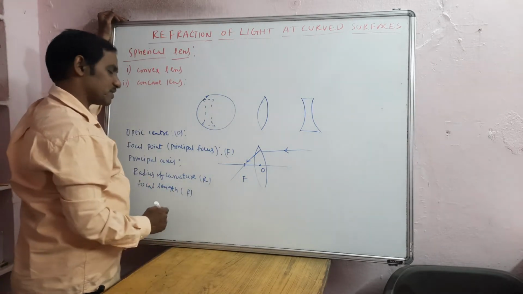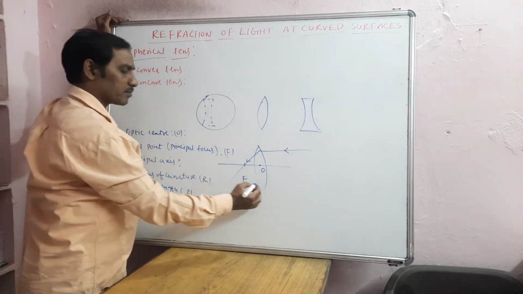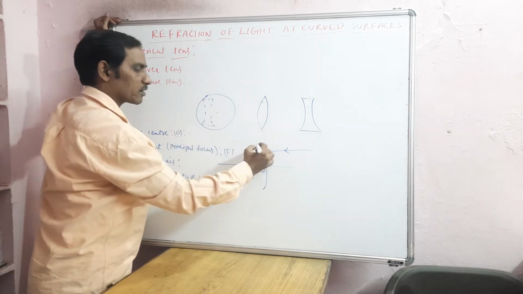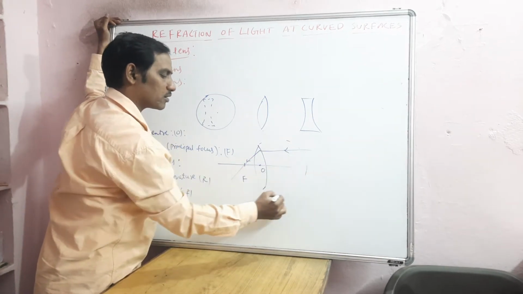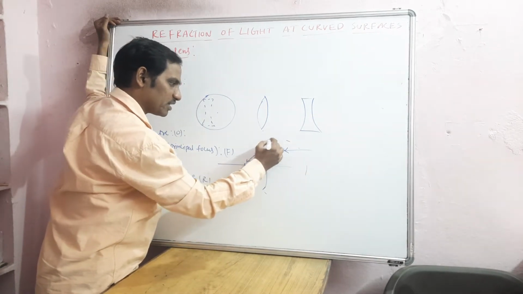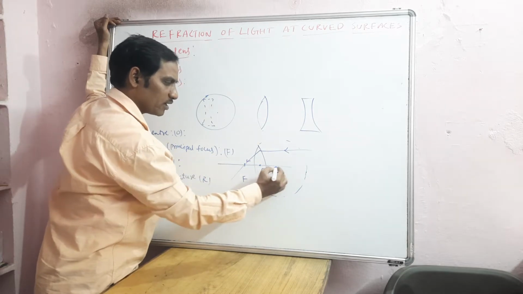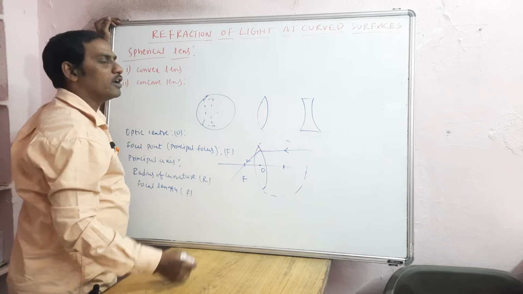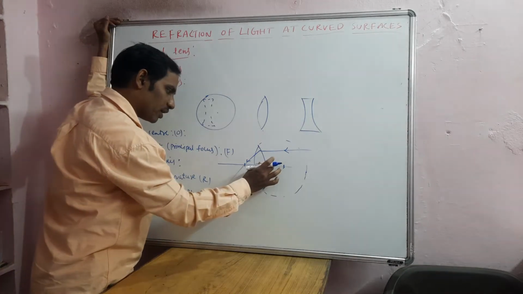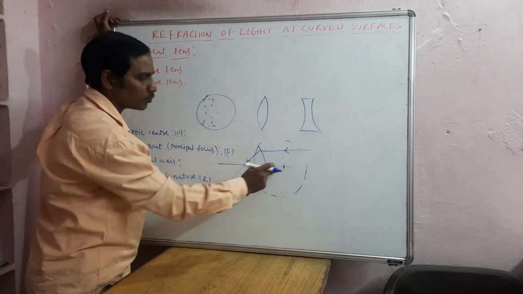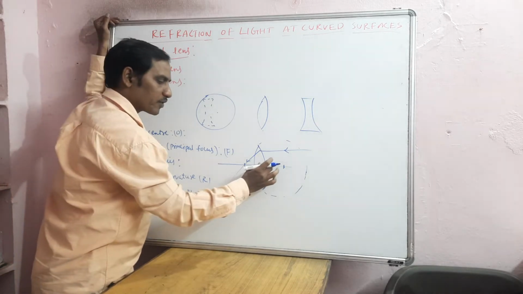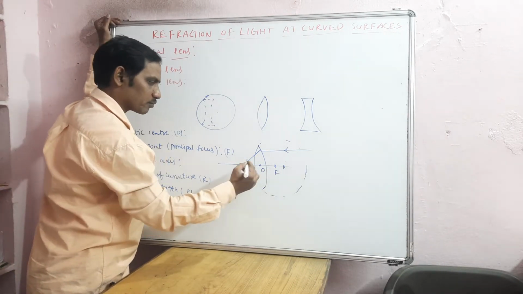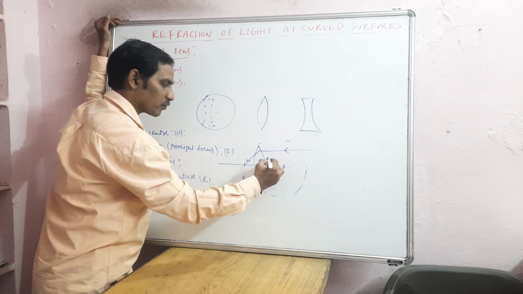What is the principal axis? Generally it is the line passing through the center of curvature, the center of the sphere of which the lens is a part. If you extend this surface, you will get a sphere, right? So we can say this is the center of the sphere. In lenses, generally, we don't use the symbol C. From O to F is the focal length, a small focal length.